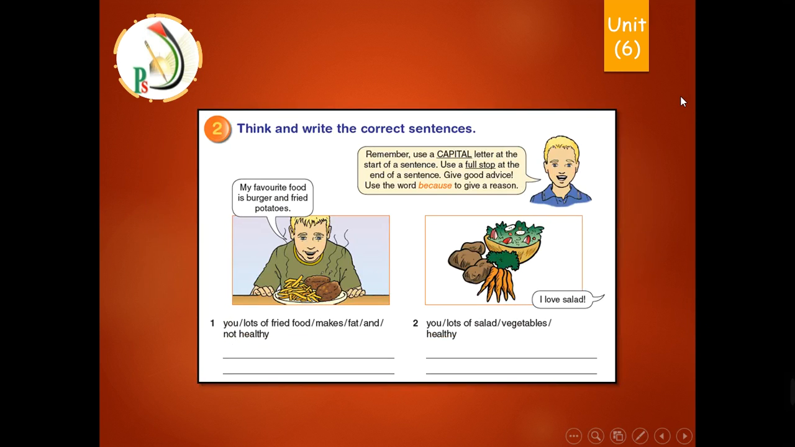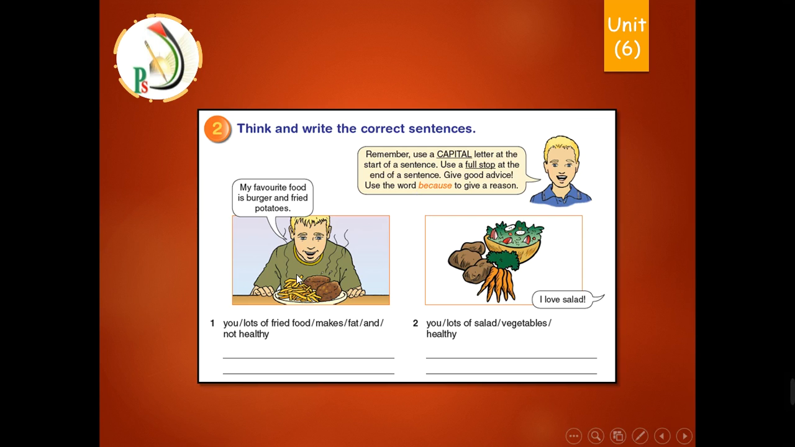Think and write the correct sentences. Here is Ben, and he told us to remember, use the capital letter at the start of the sentence. We know this. Use a full stop at the end of the sentence. Okay. Give good advice. How can we give good advice? We have to use should. I told you that we use should to give good advice. Use the word because to give a reason. So as I told you before, we use because as a word joining two sentences to give a reason.